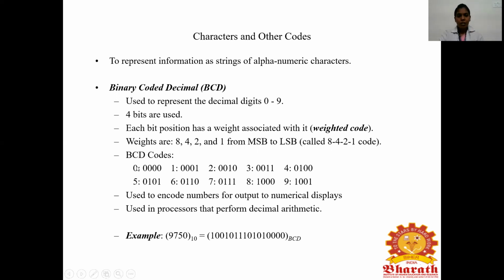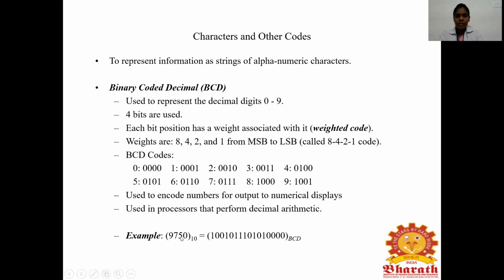So we'll see the BCD codes. For 0, the BCD code is nothing but 4 bits, 0000. For 1, 0001. Likewise, till 9, for 9, 1001. So the BCD ranges from 0 to 9 and it's a 4-bit code. These are used to encode the numbers for output to numerical displays.